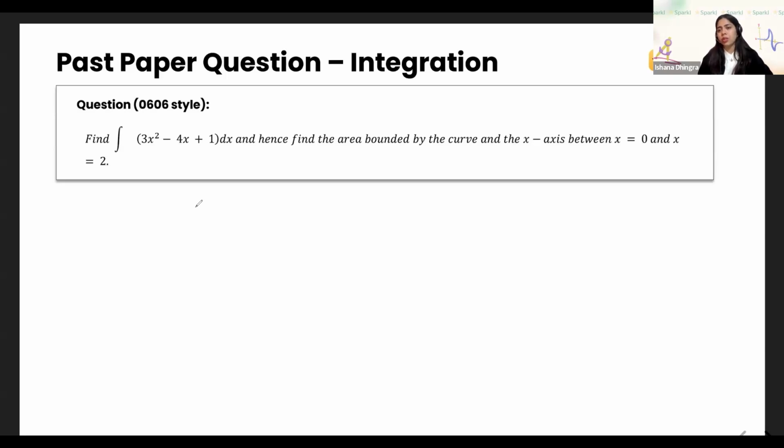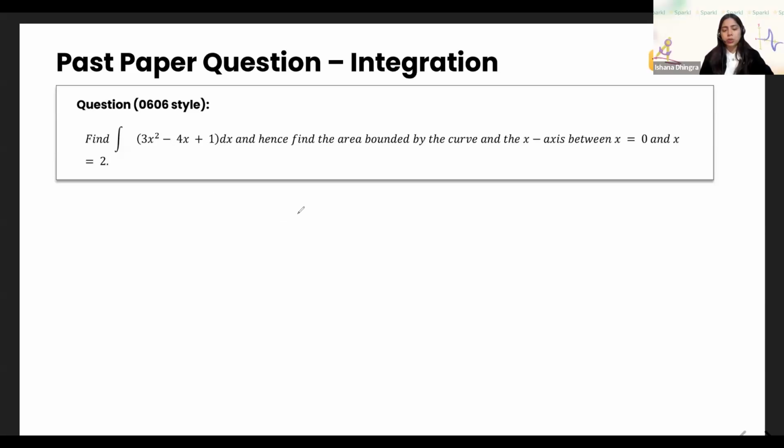This question is broken down into two parts. Find this and hence find the area, right? So when they are asking the first part to find the integration of this, is it definite or indefinite? That's indefinite. So do we need to write the constant of integration? Yeah, we need to write the constant. So first you have to do the indefinite integration with the constant there, and then you will put the limits from 0 to 2. Is that clear?